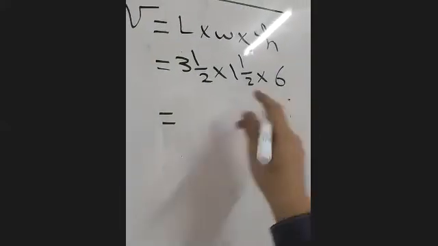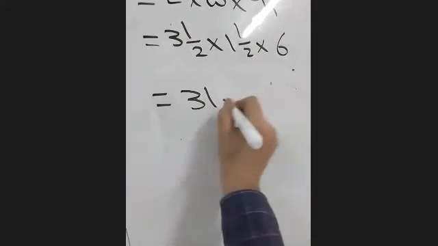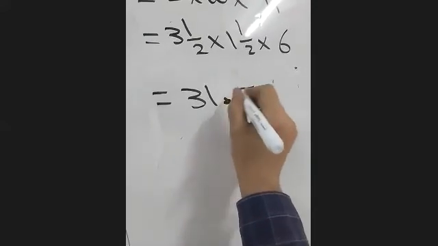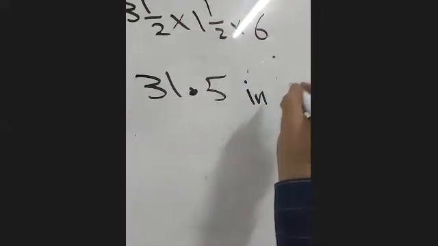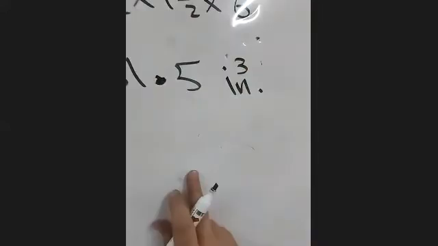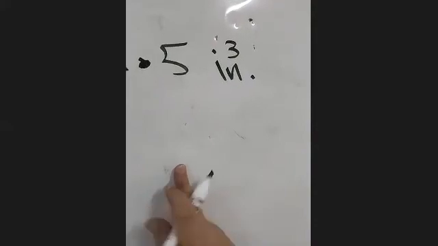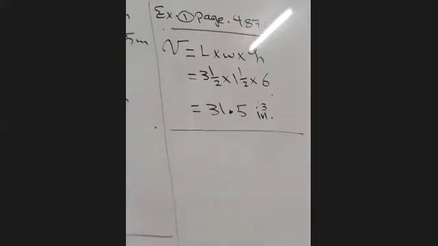Multiply these three numbers together. It will be 31.5. What's the unit? Inch. Inch, yes. Power 3, always. Okay, this is example 1.